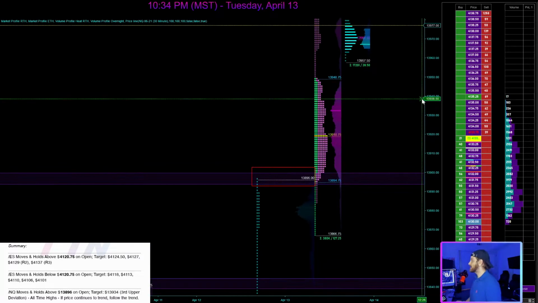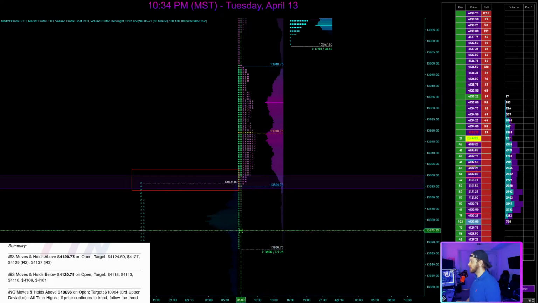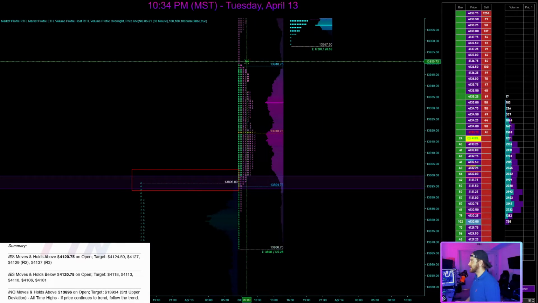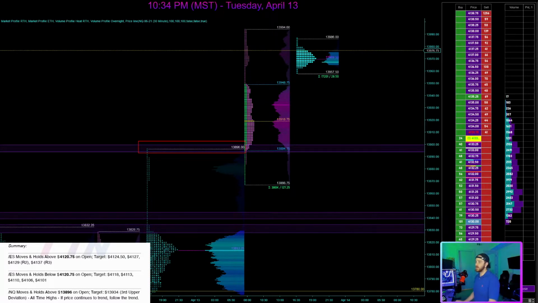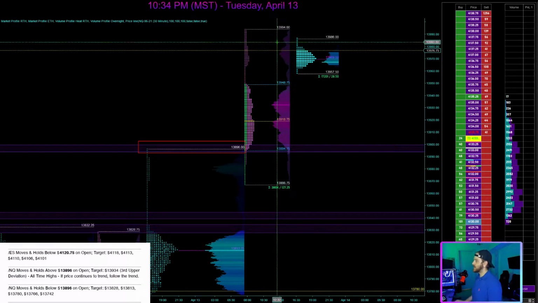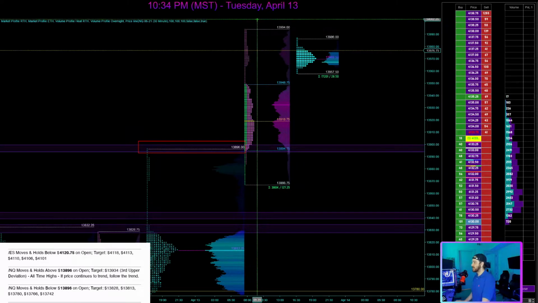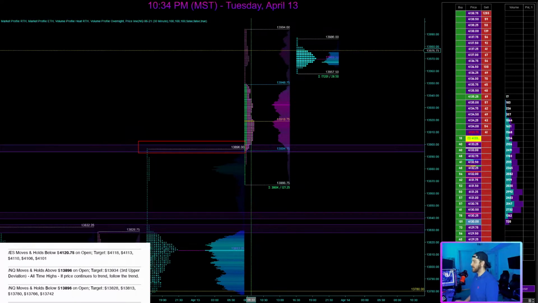Again, single print buying tail. We got the open, we got the test, and we got the drive. And we stayed up there all day. So it was really a fun session to trade if you were able to be patient. I really was proud of a lot of my entries today.